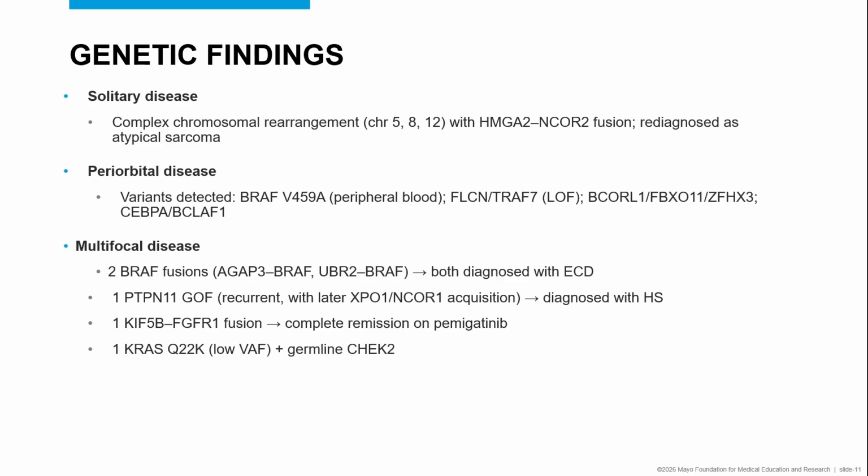And then of the patients with multifocal disease, 5 of them had positive findings on NGS, 2 with BRAF fusions, both were diagnosed with ECD, 1 with the PTPN gain of function, that was diagnosed with the histiocytic sarcoma, 1 with the FGFR1 fusion that had complete remission on pemigatinib, and then 1 with a KRAS mutation and a germline CHEK2 mutation.